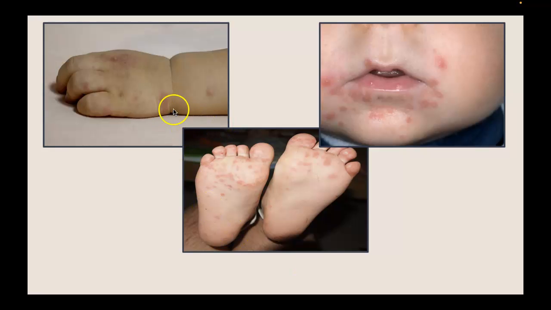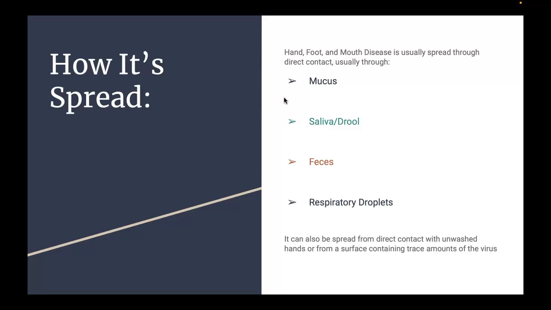So this is basically what the rash looks like. You can see we got the hand, foot, and the mouth. It's very common to have it on the bottom of the feet and around the mouth. I don't have any pictures of the blisters in the mouth because I don't want you to throw up like I would. But yeah, that's basically what the rash looks like.